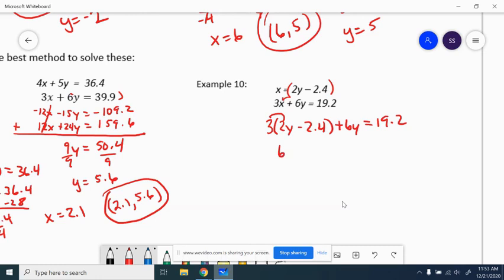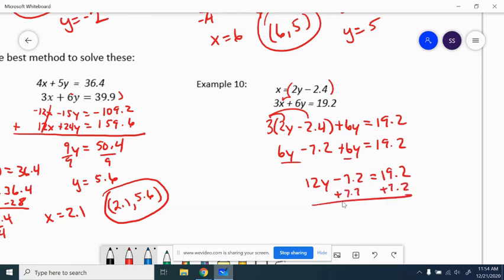3 times 2y is 6y. 3 times negative 2.4 is negative 7.2. Update the problem, just going to drop everything down. Combine these like terms, I'm left with 12y minus 7.2 equal to 19.2. I need to add 7.2 on both sides, and I'm left with 12y is equal to 26.4. Divide by 12, divide by 12, and I've got y is equal to 2.2.